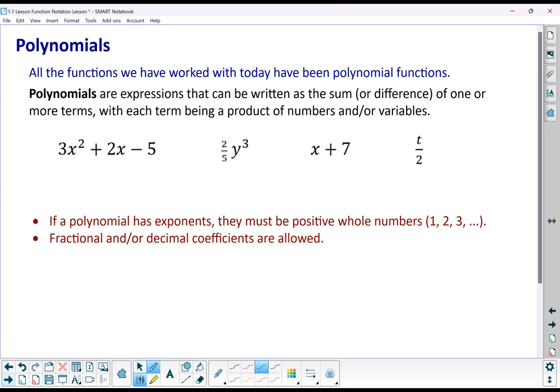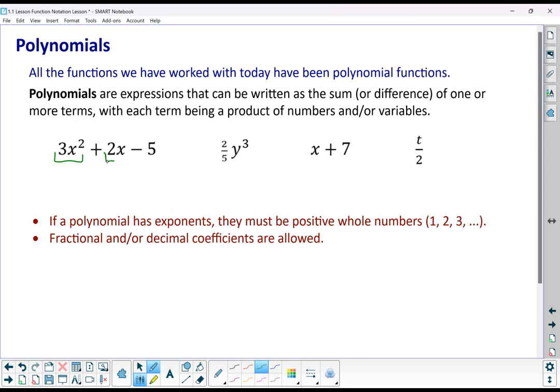All right, so all of the functions that we have worked with today in this lesson have been polynomial functions. Polynomials are expressions that can be written as the sum or difference of one or more terms, with each term being a product of numbers and or variables. So these three expressions right here are all polynomial expressions. So you can see that they have a sum of terms.